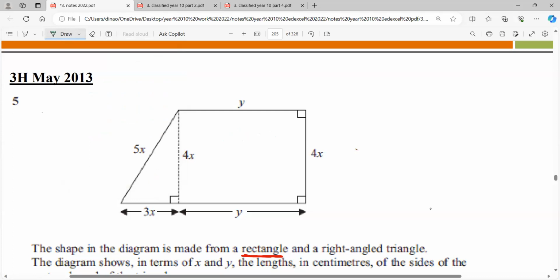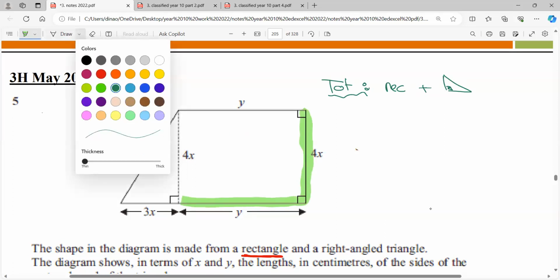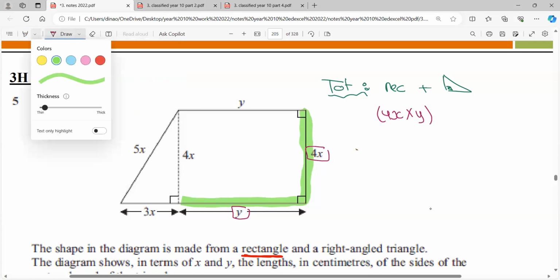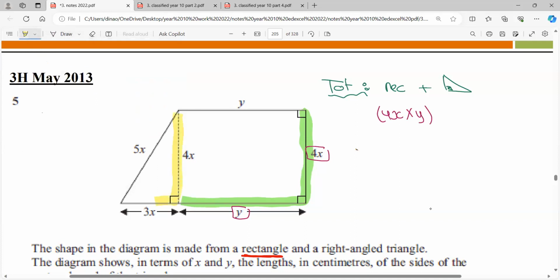Now, to find the total area of this shape, I will get the area of the rectangle and I will add to it the area of the triangle. Very, very simple. Now, as we said, the area of the rectangle is base times height, length times width, whatever. I don't really care. What do you call them? Basically, it's this times this: 4x times y. This is the area of the rectangle. Okay, now as for the triangle, especially with the right angle triangle, the area of the right triangle is half base times height.